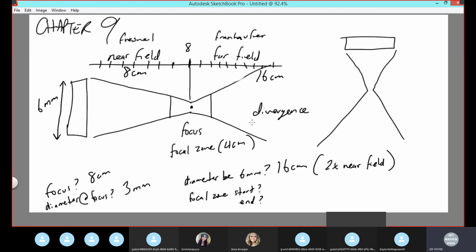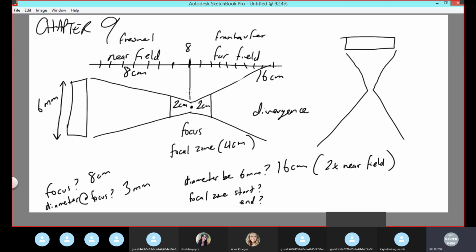Half of it is going to fall in the near field and half of it in the far field. What does that mean? 2 centimeters will be here and 2 centimeters will be here. That's half and half. 2 plus 2 is 4. Now the question is, where does it start, right? Like, okay, 2 centimeters, but what does this mean?